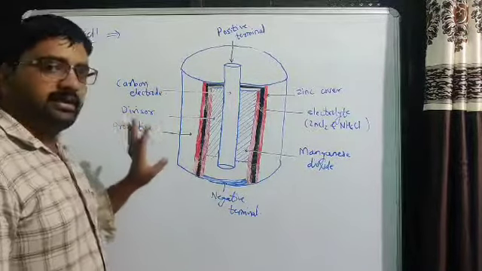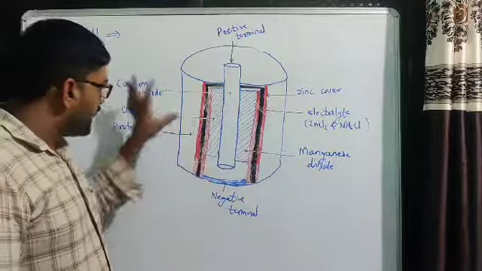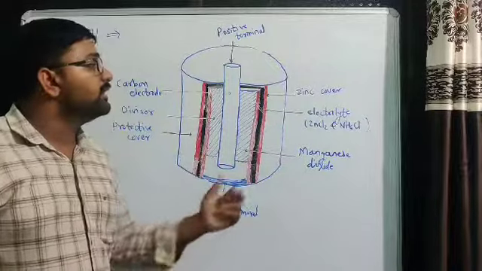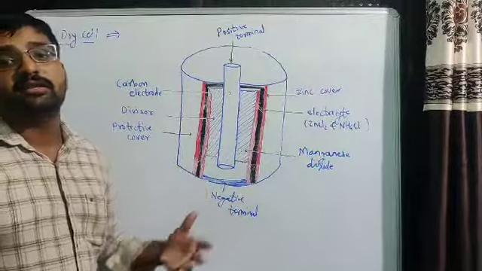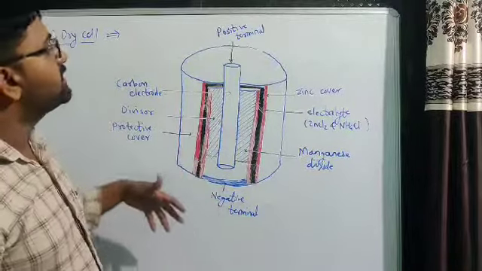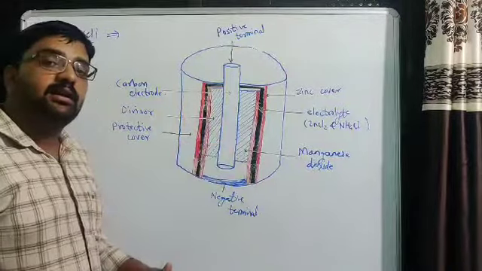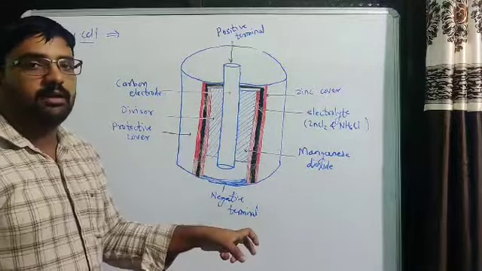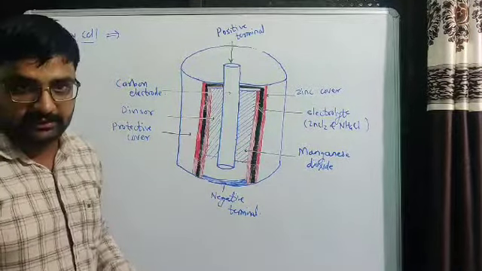So just remember the different parts and the importance of the electrolyte, because the chemical reaction takes place here in the electrolyte and charges are generated. Then these charges move toward the respective electrodes, and that is nothing but the current generated inside the cell. If you connect this cell, then current flows through that particular circuit.